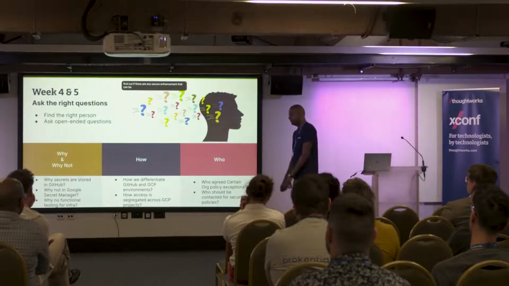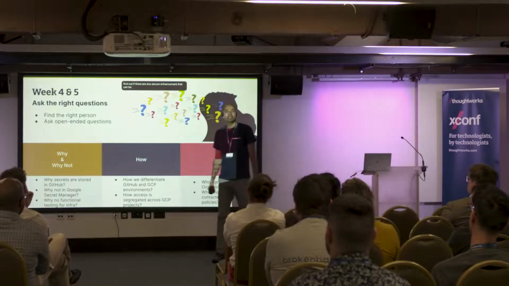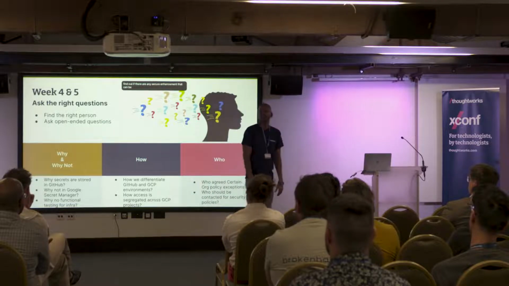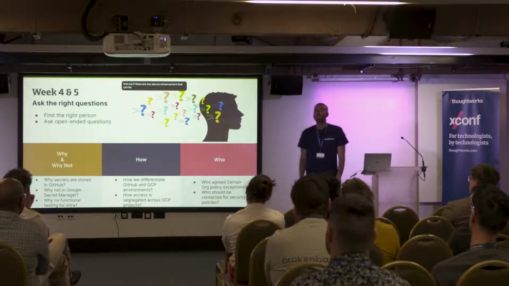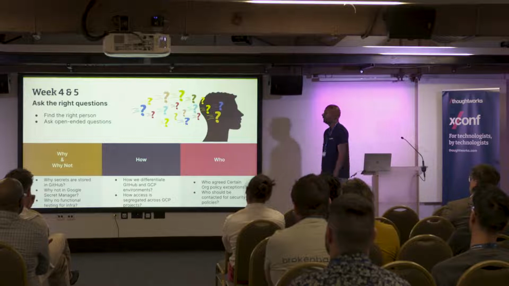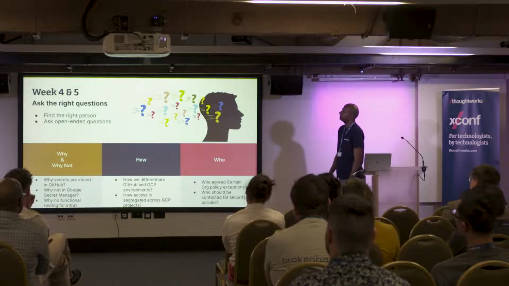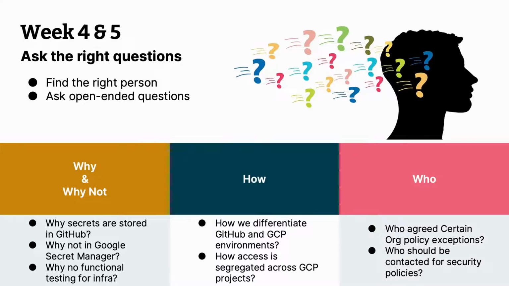Okay, so we are pairing together. We want to understand the system. If we want to do that, we have to ask the right questions. And that's what Team G started to do. They started to ask things like, okay, you have secrets in GitHub. Why so? Why not in Google Secret Manager? How do you define environments in GitHub and GCP? Things like that, some basic things which probably weren't documented in the right way.